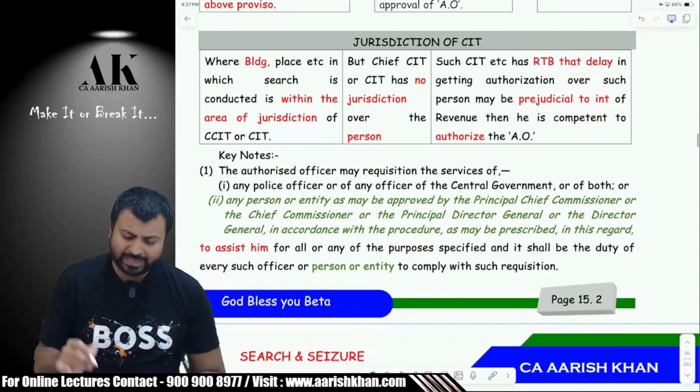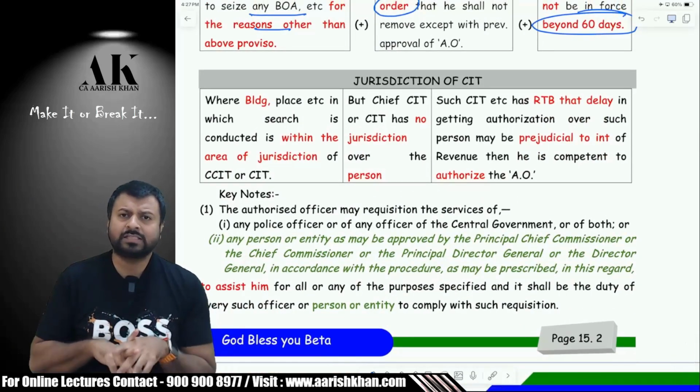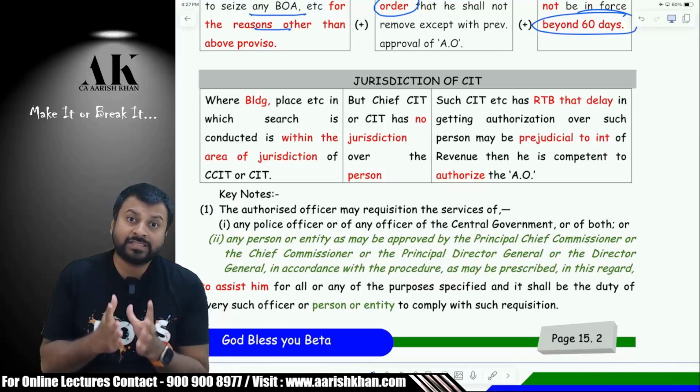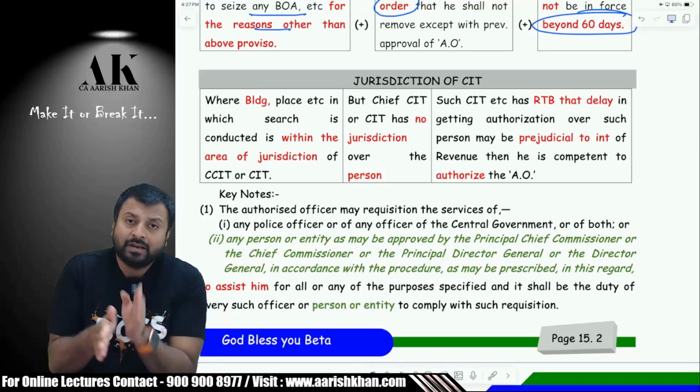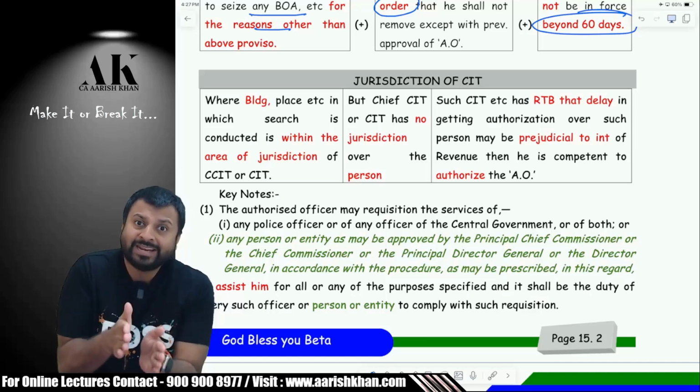That's it. Okay, next one, the jurisdiction of CIT concept. What is this jurisdiction of CIT concept? Suppose there is a property in Bombay in which some undisclosed assets are kept. Now the CIT of Mumbai is aware of this particular property in Mumbai where there is what?